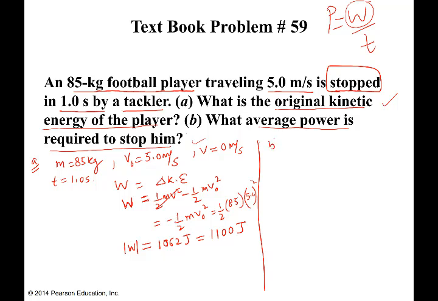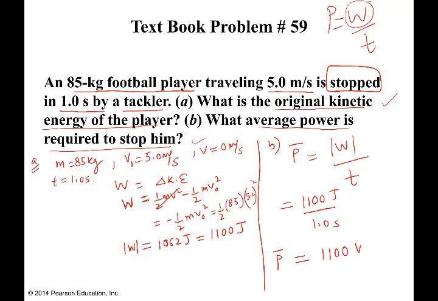In part B, you can then find the average power. So the average power is given by the magnitude of the work done over time. And we already know the work done here is 1100 joules over the time taken of 1.0 seconds. Hence the average power is 1100 watts, because the time was 1.0.